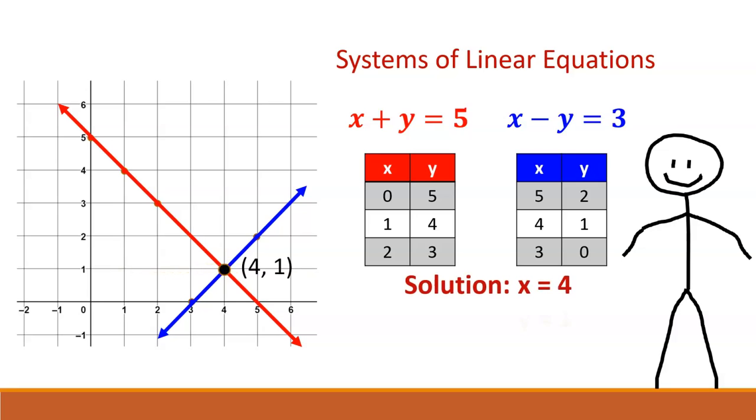Now for this system, the point (4, 1) is a point that both lines have in common. So the solution to the system is x equals 4 and y equals 1. To confirm that we found the solution, we can substitute 4 for x and 1 for y in both equations, and sure enough, those numbers make both equations true.